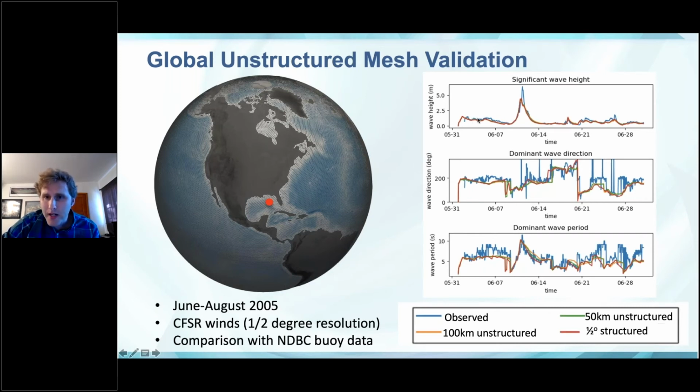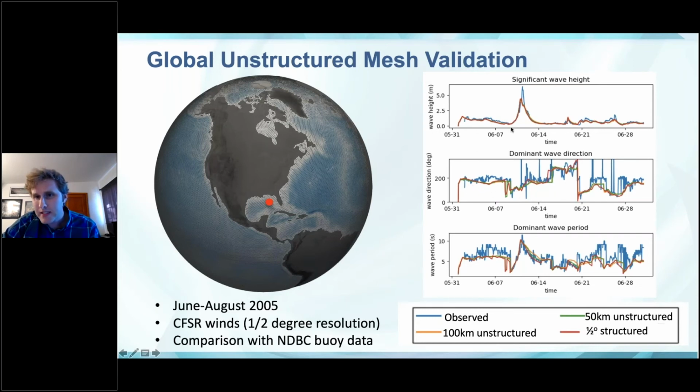You can see pretty good agreement, not only with observations, but also amongst the 3 resolutions. This gives us confidence that these global configurations that we've been developing give us similar results to the structured configuration. Of course, there's totally different numerics, so we'd expect some differences. But this gives us some confidence to move forward.